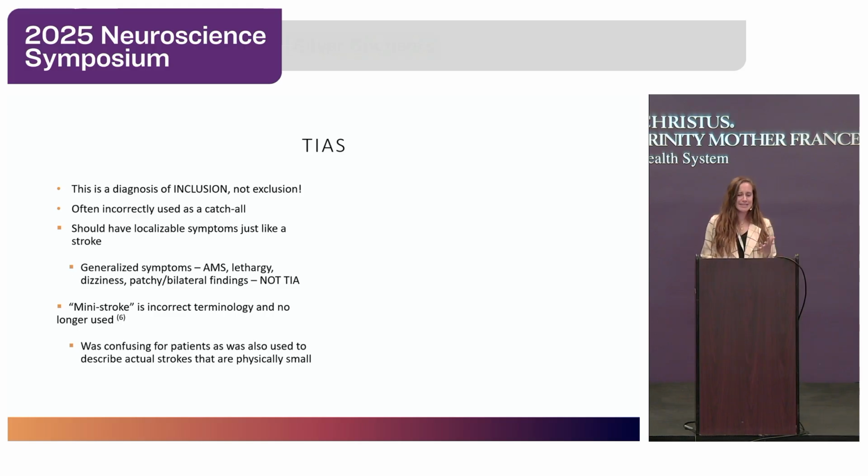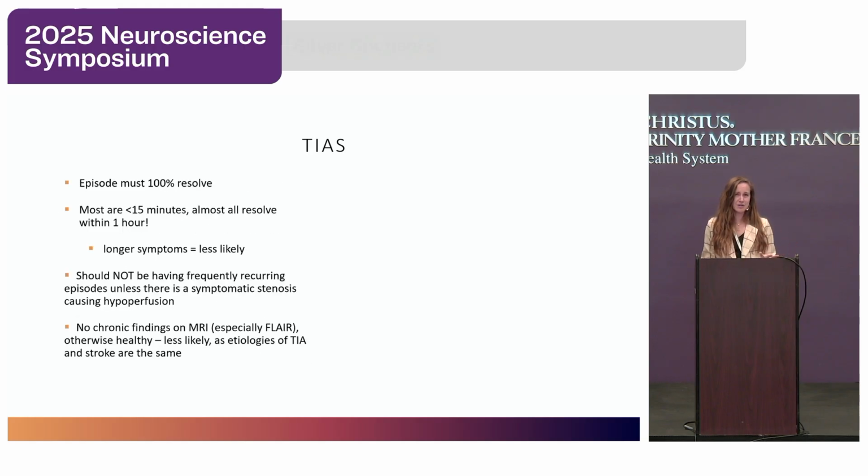Also, people call TIAs mini strokes, and nobody really says that anymore, but I bring it up because patients still use it, and the patients themselves don't typically understand: did I have a really tiny stroke? Did I have a transient event that was concerning for stroke? So best to just avoid that terminology altogether. To be a TIA, your symptoms have to completely resolve, no lingering pieces of it. All of it has to completely be gone.